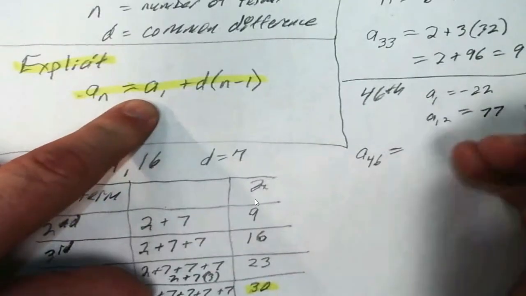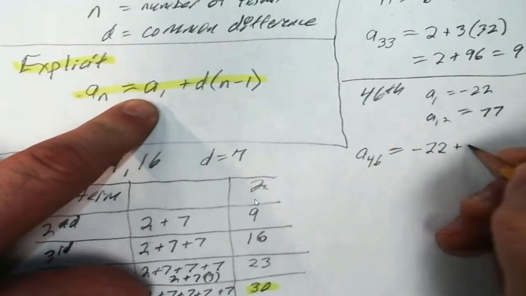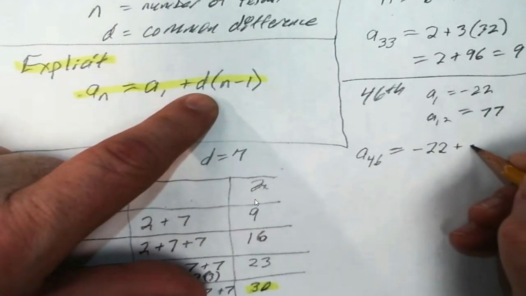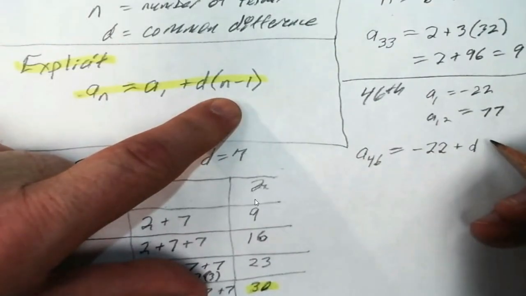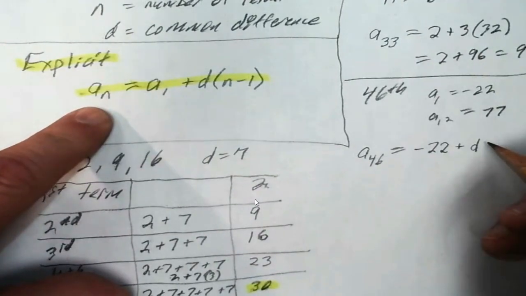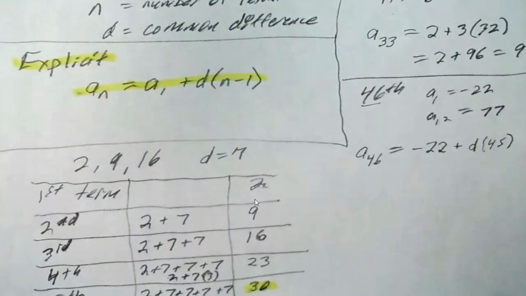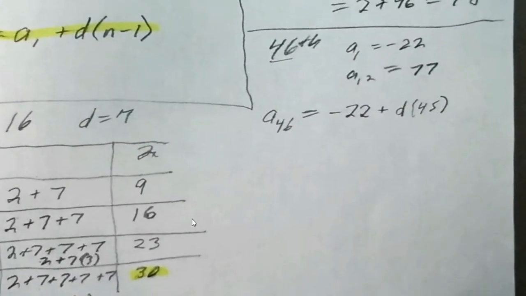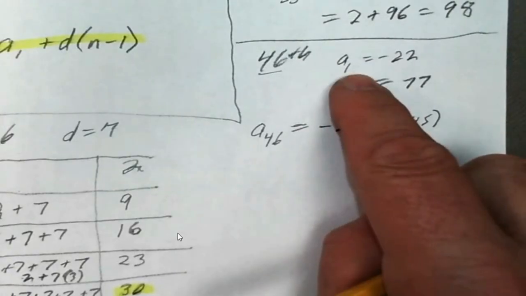Well, we have the first term. The first term is negative 22 plus D. Okay, I don't know D. I've got to find D. D is unknown. And n minus 1, I know what n minus 1 is, because n is 46. But what I have to find is, what is the common difference? What's the difference between these numbers? Well, here's the nice thing. I know another number in the sequence besides just the first one.